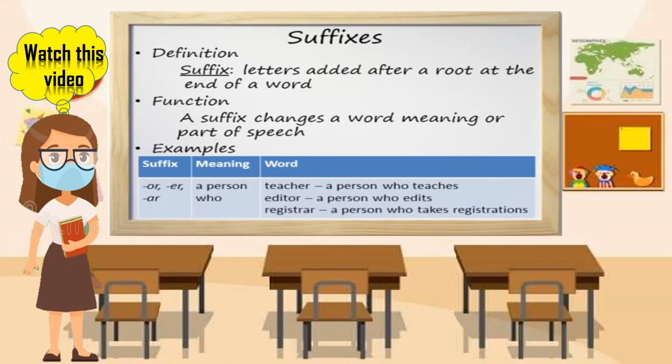Let's talk about suffixes. The definition of a suffix is letters added after a root at the end of a word. The function of a suffix is that it changes a word meaning or the part of speech. Here are some examples. The suffixes or, and, ar have the meaning a person who, and these suffixes change the word to a noun. So for example, the word teacher means a person who teaches. Editor means a person who edits. And registrar means a person who takes registrations.